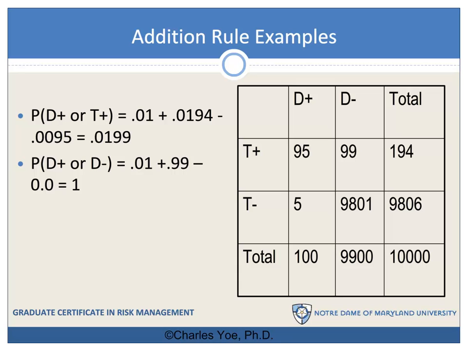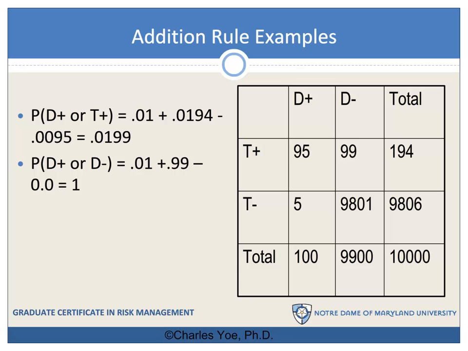Now, by contrast, let's take a look at a different application of the addition rule. This time we're looking at the probability that a person is disease positive or disease negative. Using our table, the probability that a person is disease positive is 100 out of 10,000, or 0.01. And the probability they're disease negative is actually the complement to that. But using the table, it's 9,900 out of 10,000 people, or 0.99.